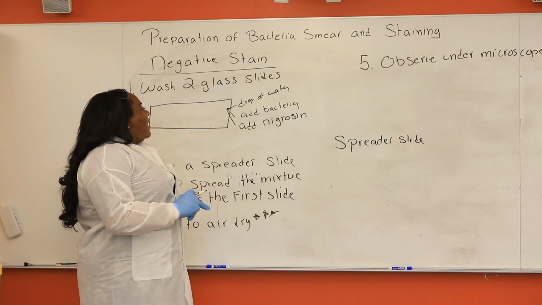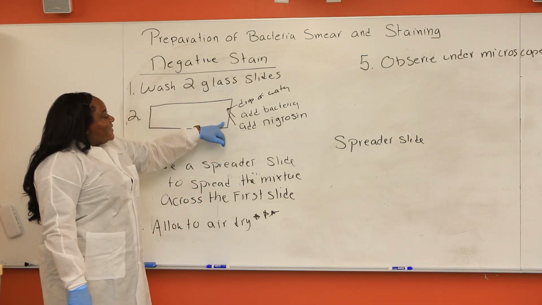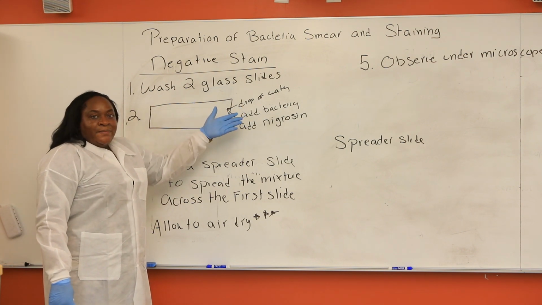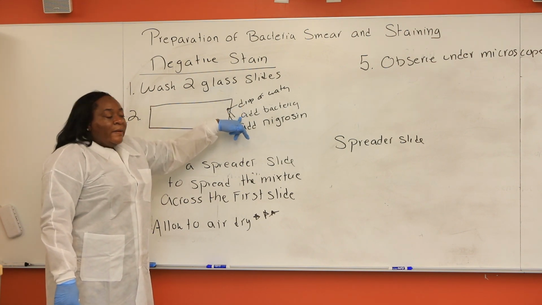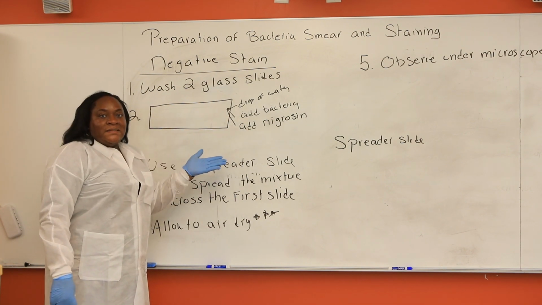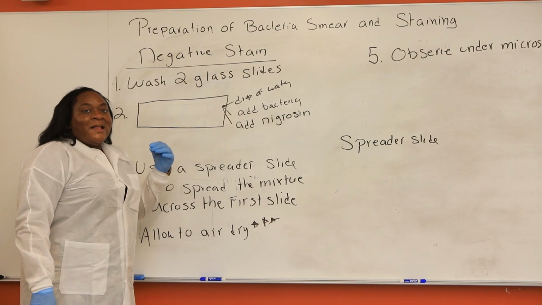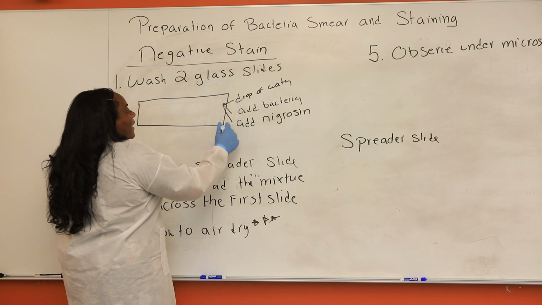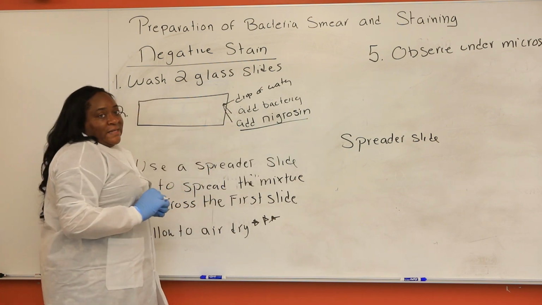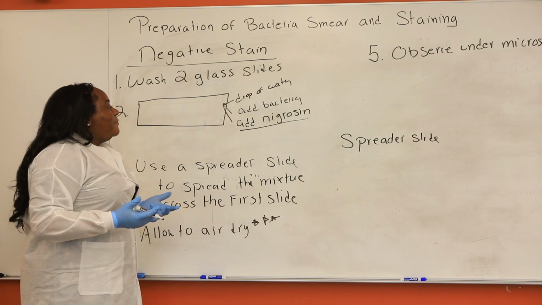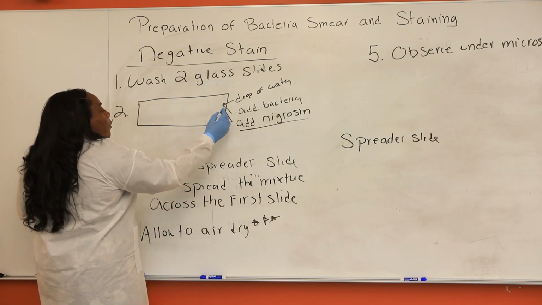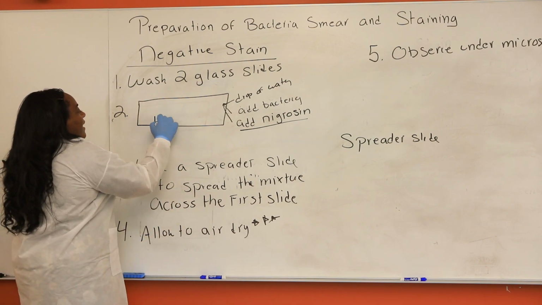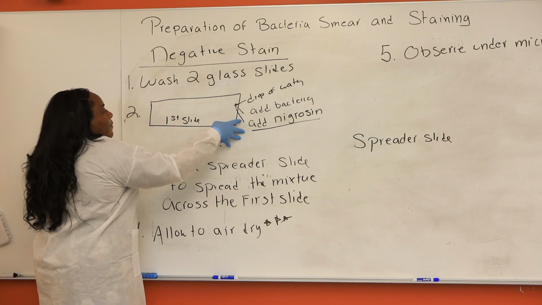So you have 2 slides. At the edge of, let's say, slide number 1, you're going to add your drop of water first. You're going to follow that using aseptic techniques and add the bacteria, okay? And remember, we still have to mix in the bacteria until it's cloudy, because cloudiness tells you that you collected enough bacterial cells. Once your mixture here is cloudy, then you're going to add in your dye, nigrosin, okay? So nigrosin is a black dye, okay? And once you add the dye, now you're going to be ready for your second slide.